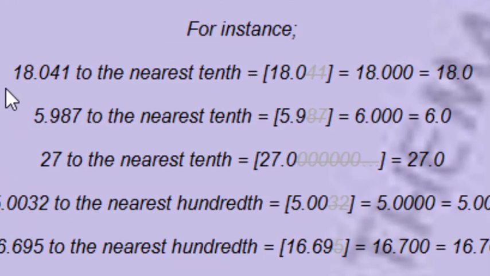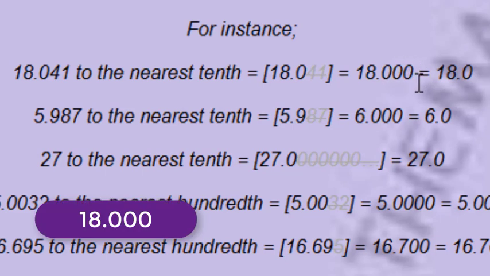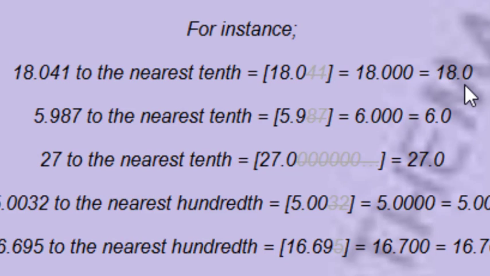For example, if I approximate 18.041 to the nearest 10th, I expect that I should have 18.000 because 4 is rounded down, and then I should have knocked off the 3 zeros here, but I won't do that because I was asked to approximate to the nearest 10th. I have to leave a 0 in the 10th place to represent my approximating to the nearest 10th, and that's the rule.